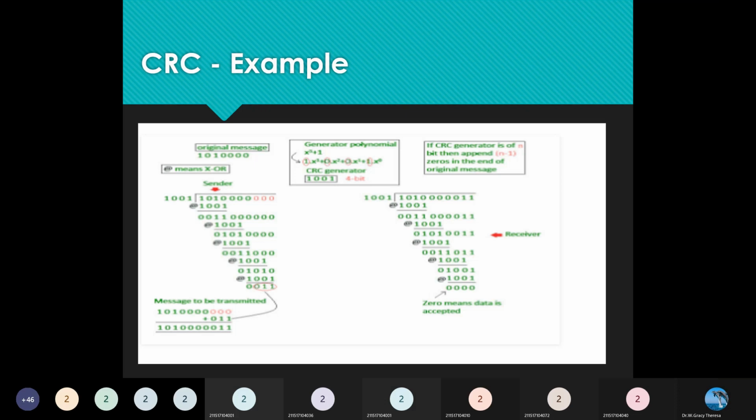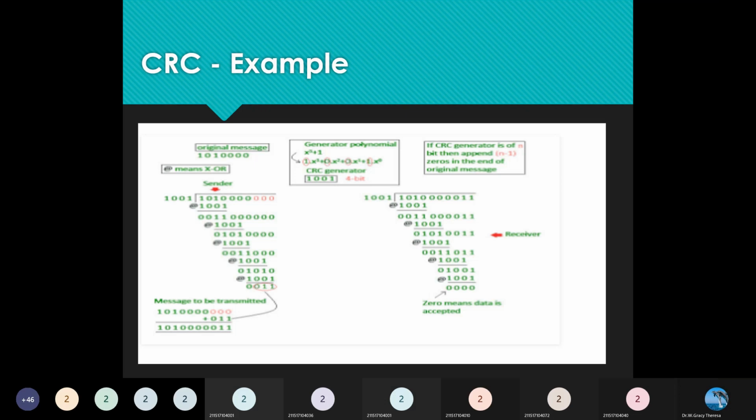Before doing the binary division, the original value has to be appended with some bits. What value is to be appended? If the CRC generator is n bits, then we have to append n minus 1 bits. That is the concept given here. In this case we have a CRC generator of 4 bits, so we have to append 3 bits. Initially we append 000 at the end of the message.